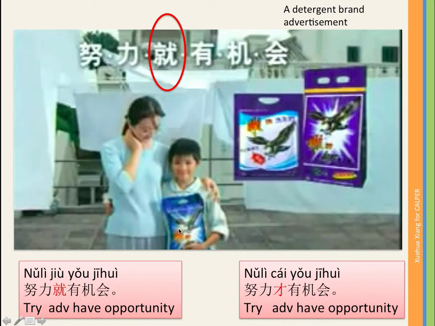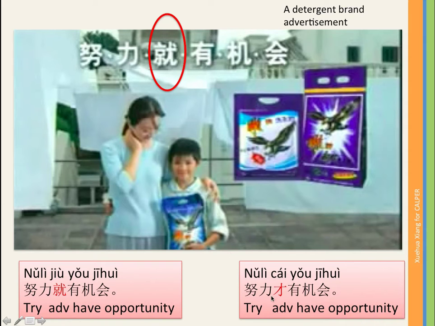Now let's look at some examples. This is a catchphrase for a detergent brand in China. It says 努力, so try very hard. 努力 means to try hard. 就有机会, 有机会, the existence of opportunities. So if you try hard, there will be opportunity. 努力就有机会. Very encouraging message. What if we switch this 就 to 才?